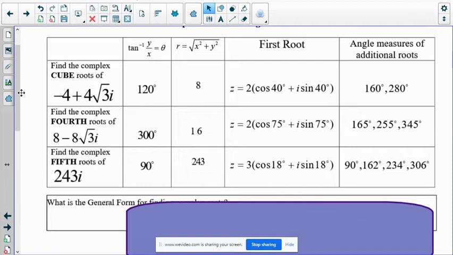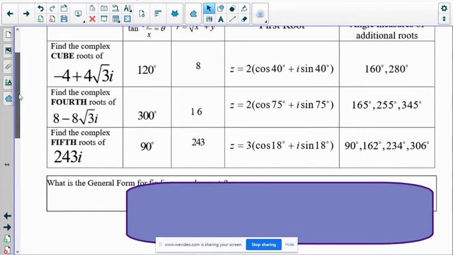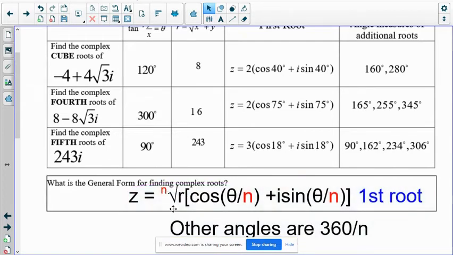Okay, so this DeMoivre's theorem is actually for finding the first root. So what we're going to do is similar to the other one, where we took r raised to that power. If we're doing roots, we're going to actually take the nth root of r. So if we're doing cube roots, we would do the cube root. If we're doing fourth roots, you would do the fourth root of r. Okay, and instead of multiplying n times theta, we're actually going to take theta divided by n.